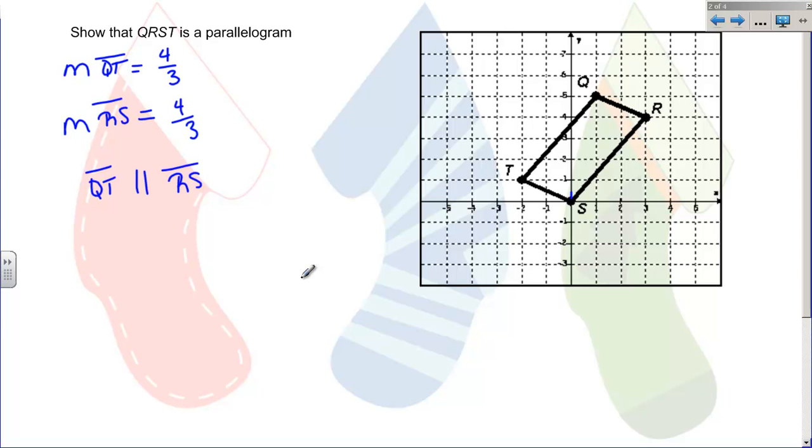I will tell you, I've put these lovely little graphs on Edline for you so that you can go pull them off if you need them, just so you know. I should have said that at the beginning, but now you know. They're on Edline. So now I'm going to check QR and ST.